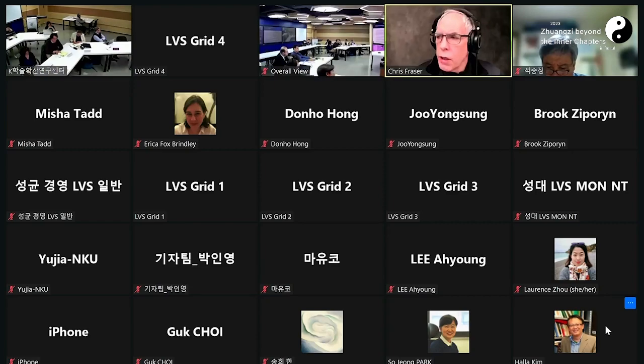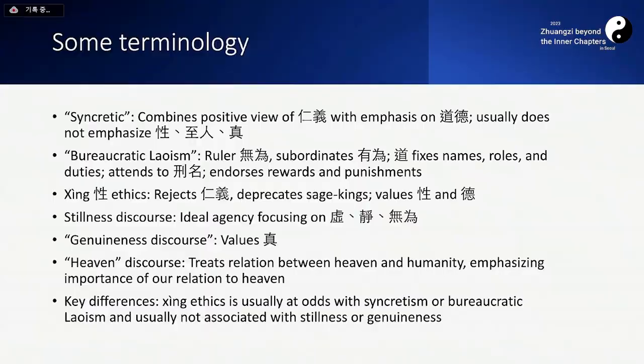Now, these views that I'm calling Xing ethics, or contributions to a discourse in Xing ethics, overlap what Graham dubbed primitivism, but I want to try to move beyond the label primitivism because I think not all Xing ethics endorses a return to some sort of simple primitive lifestyle. In fact, I think that's a minority view in the range of pericopes that are endorsing Xing as a basic source of value.